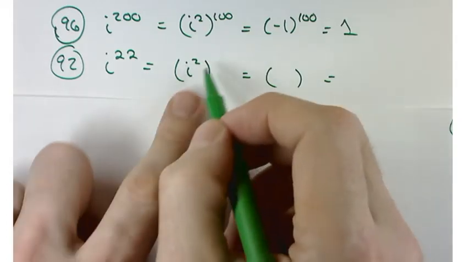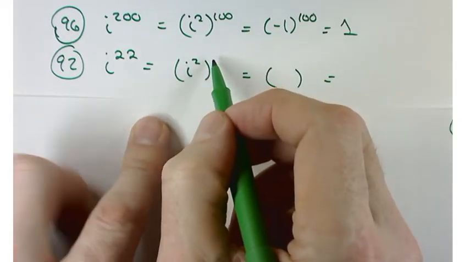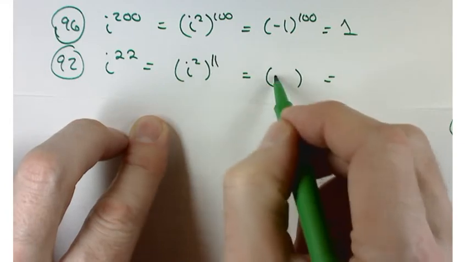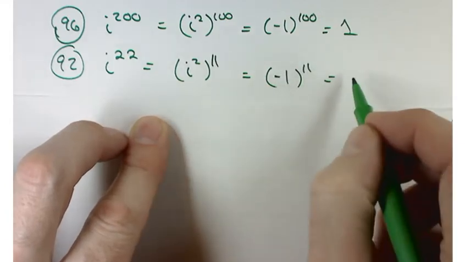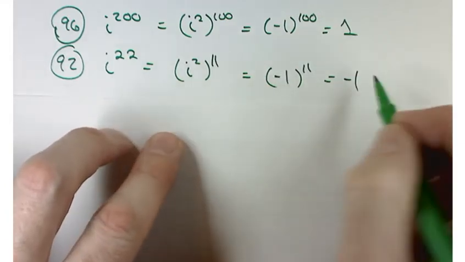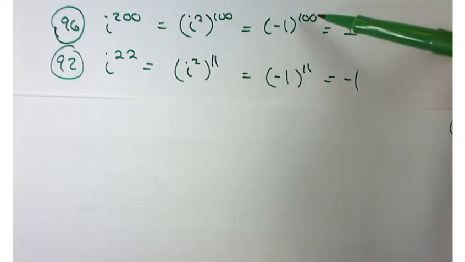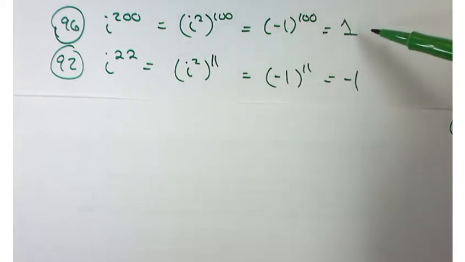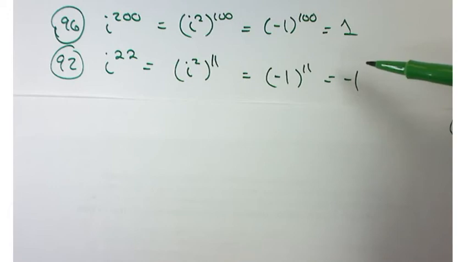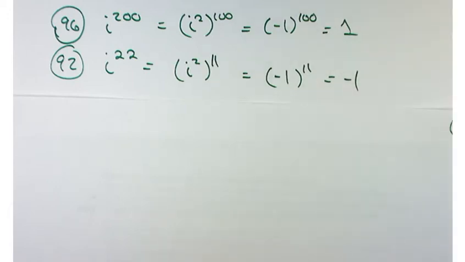Joe, what power should I put on the outside? And what's negative 1 to the 11th power? Perfect. So if it's an even number here, you get a positive 1. If it's an odd number here, you get a negative 1. Thanks, Joe. Okay, two more.